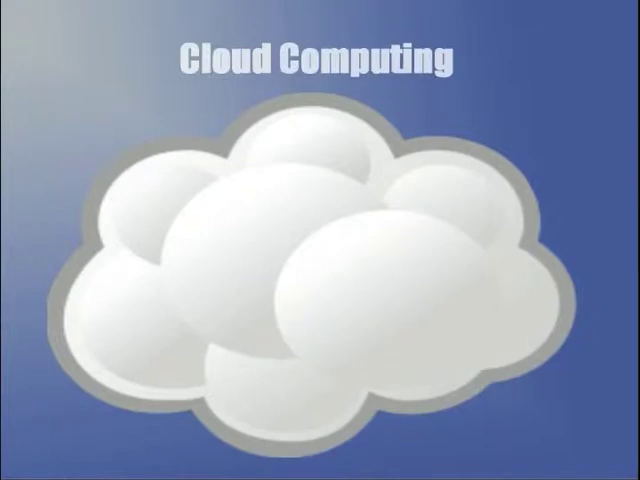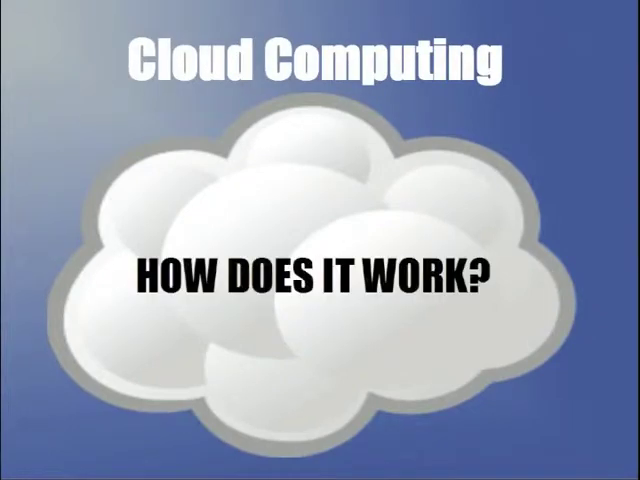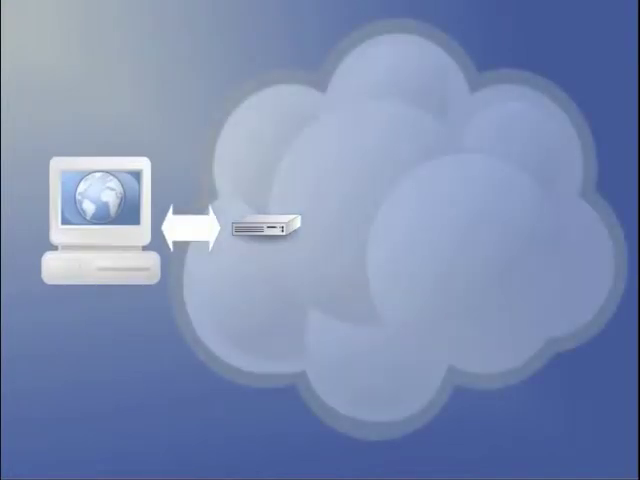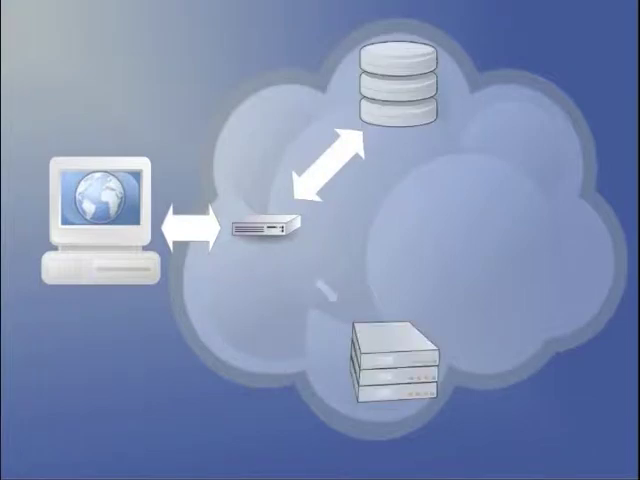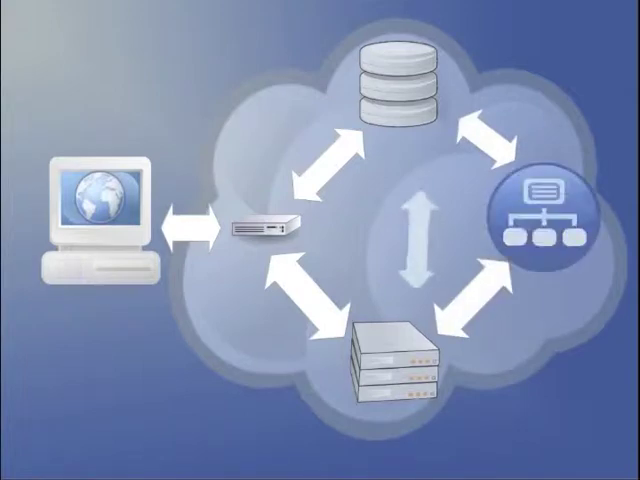Cloud computing. How does it work? A client computer or device connects to a control node via the internet or local network, which in turn is connected to database storage, application servers, and a network of computers. This is so a client can access or store data on servers that can be located anywhere in the world from any location where a network connection or internet is available.